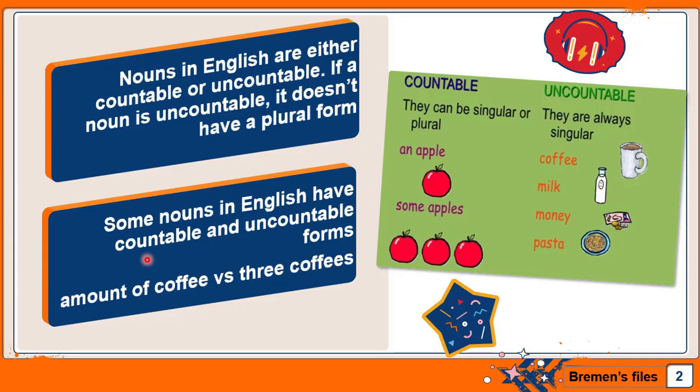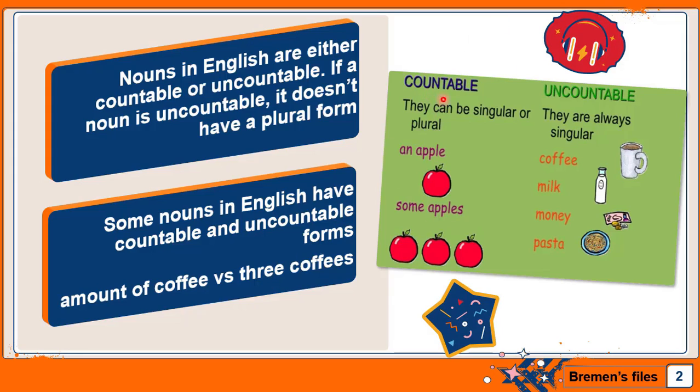But some nouns in English have countable and uncountable forms, like amount of coffee or 3 coffees. The meaning will be different. Amount of coffee is the coffee itself. Speaking about the 3 coffees, the meaning is 3 cups of coffee, or 3 objects filled with liquid, and that liquid is connected to coffee.